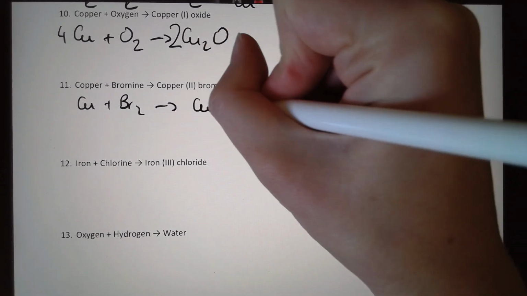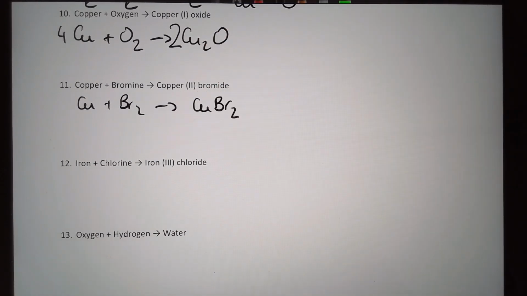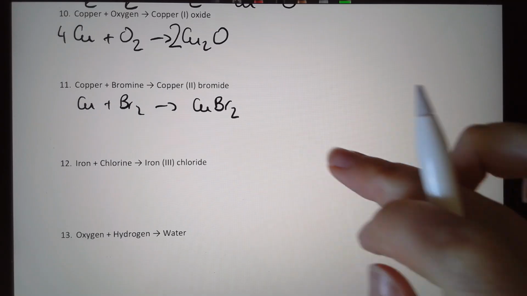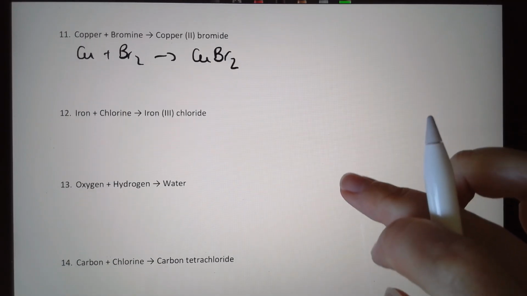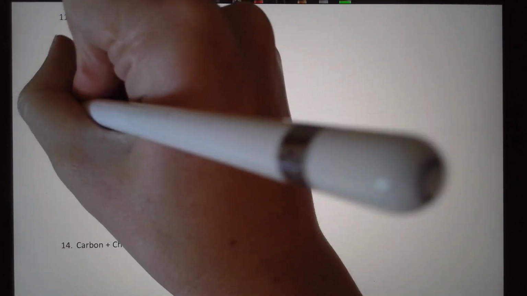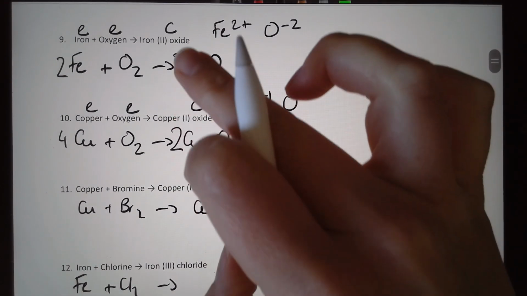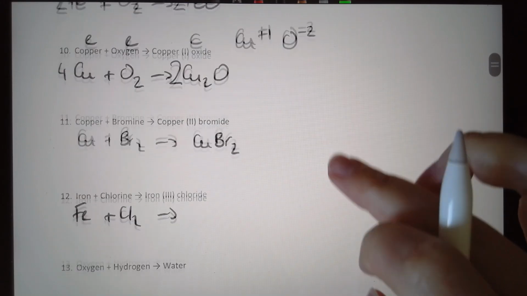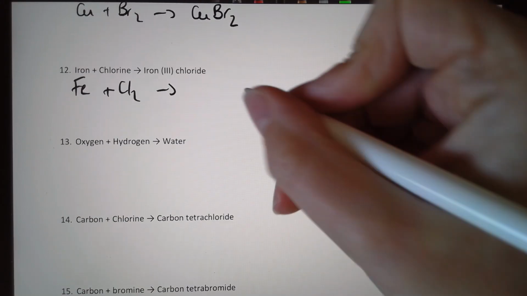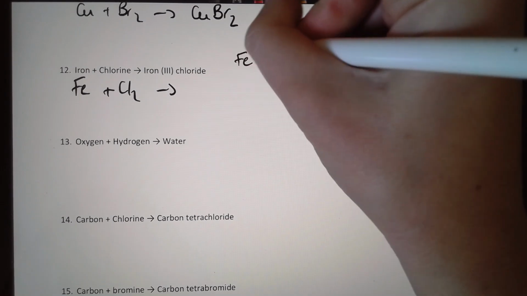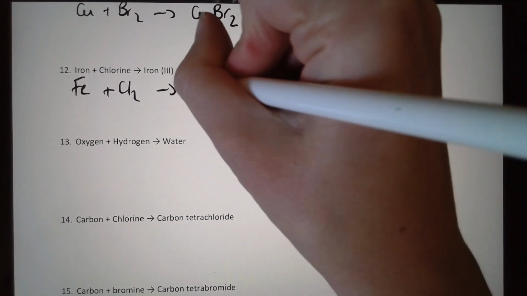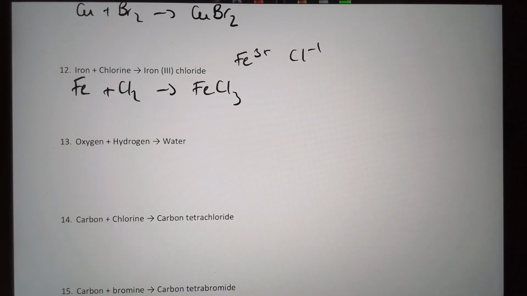That means I'm going to need 2 bromides to cancel out that charge, and I end up with the following, which is already balanced. Iron, Fe, chlorine, Cl2. So above we had iron with a 2+ charge. There was 2 in Roman numerals. Now I've got iron with a 3+ charge because there's a 3 in Roman numerals. Crossing that over, I get FeCl3.